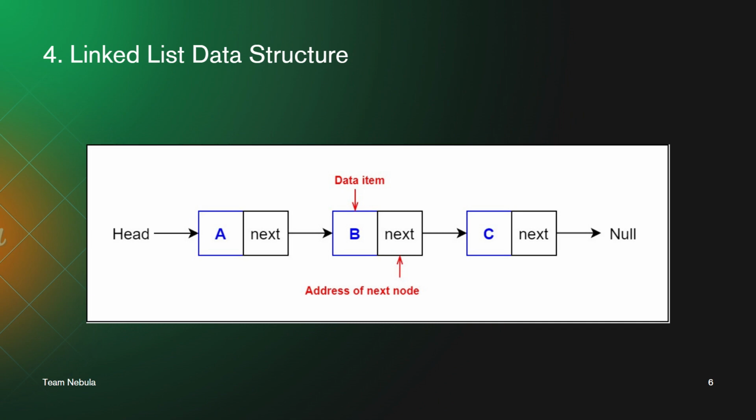Linked list data structure. In a linked list, data elements are connected through a series of nodes. Each node contains the data item and a reference to the next node.